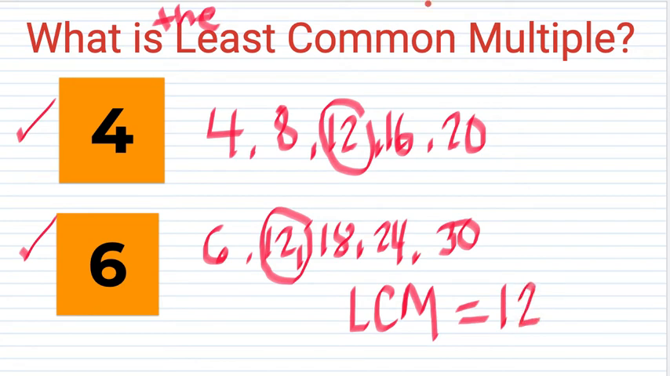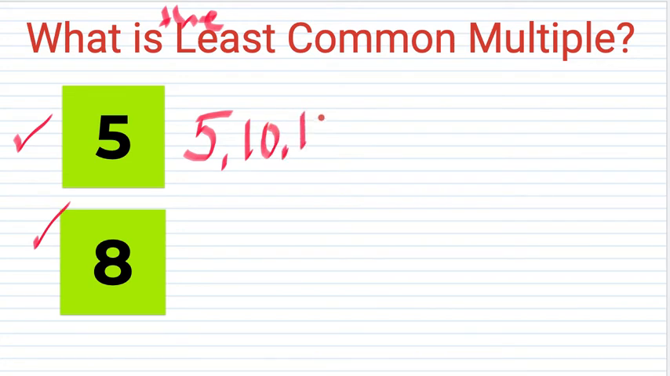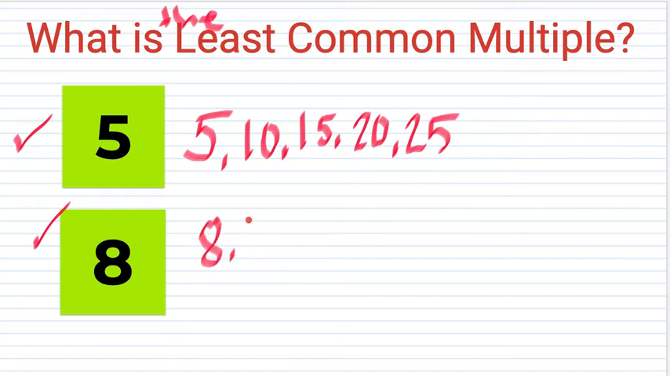That's very easy. Now, we'll try another one. What is the least common multiple of 5 and 8? Again, by using the listing method, all you need to do is the skip counting or list the first 5 multiples. 5, 10, 15, 20, and 25. We are done with 5. Now let's have 8. 8, 16, 24, 32, and the fifth would be 40.